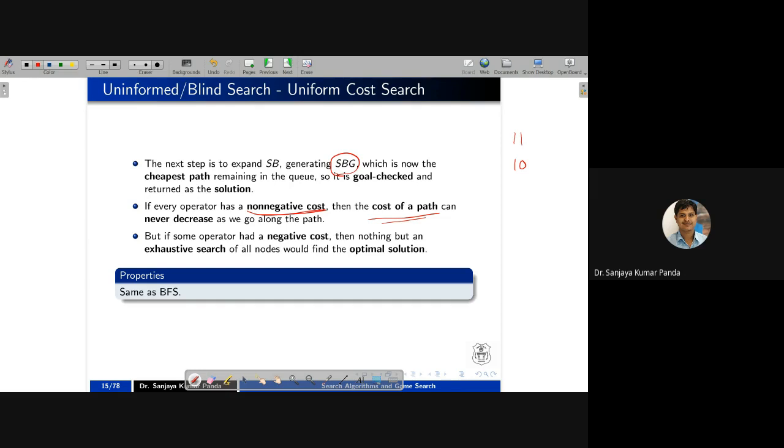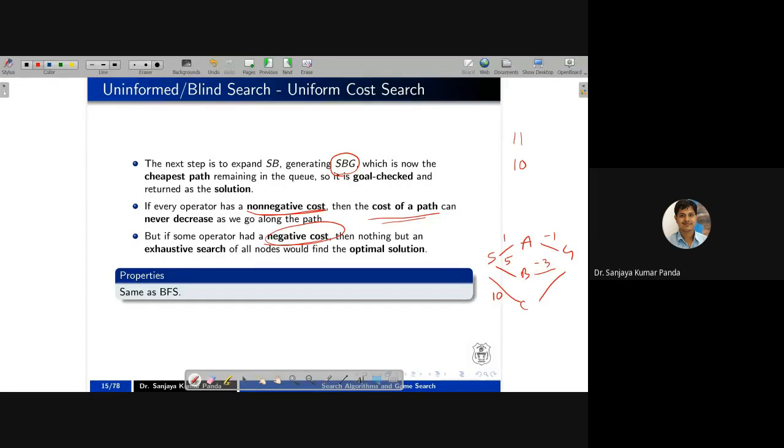It will never decrease. But when you go for a negative cost, like S is there, A is there, G is there, and let's say S, B, G and S, C, G are there, here the cost is 1, here it is 5, it is 10. That's why I've selected SA. Now suppose this cost is -1, then SAG leads to 0. You can reach the goal with 0. Suppose here the cost is -3, so you can reach the goal by 5 minus 3, that is 2.